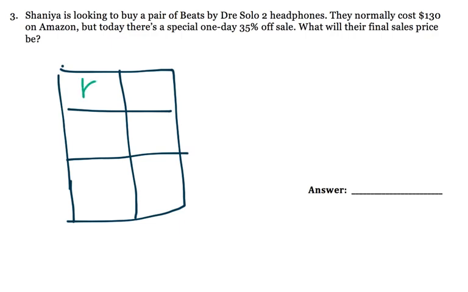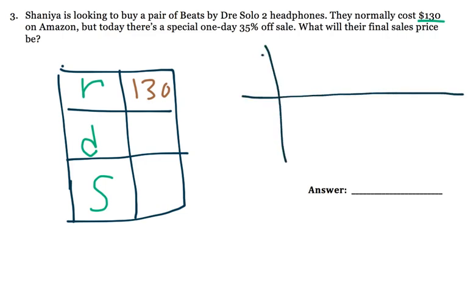And we want to figure out the retail price, a discount, and then the final sales price. So the retail price, it says, is $130. So I will draw that right here. The discount is going to be 35% off the retail price.